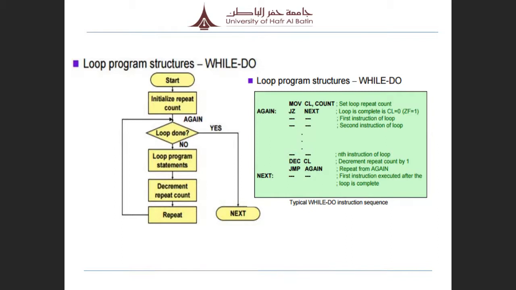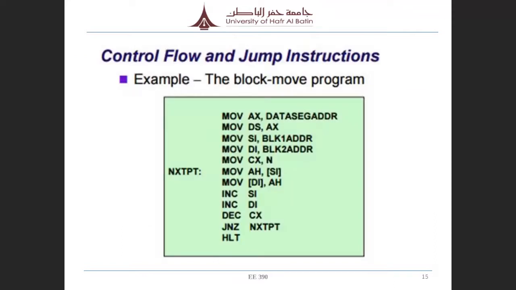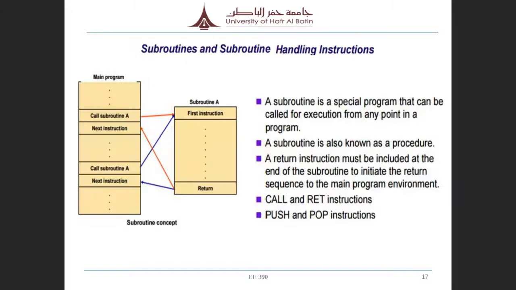In the while-do format, it checks whether the loop is done or not. If it is not, it will continue, and then decrement. So the condition is checked at the beginning, but in the previous case, the condition is checked at the end. Also, this is a very common example: if we have a set of data, we can move it from one memory location to another in a simplified format, and we can also write it in a loop format, I mean, using the loop.